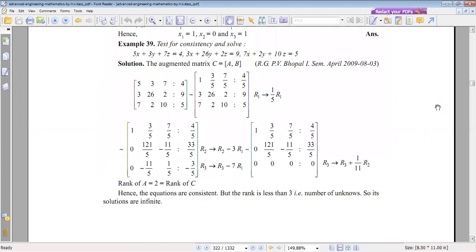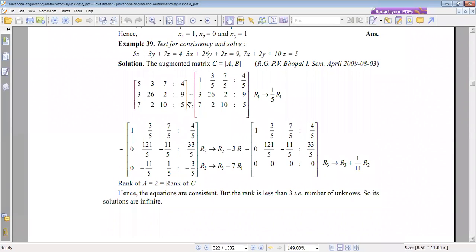Now see here. Test for consistency and solve the equation. Clear? So here it is given, how many equations are there? 3 equations are there. This is 5, 3, 7, equal to 4. Again 3, 26, 2 is equal to 9. Again 7, 2, 10 is equal to 5.